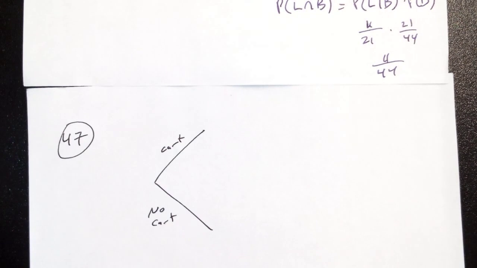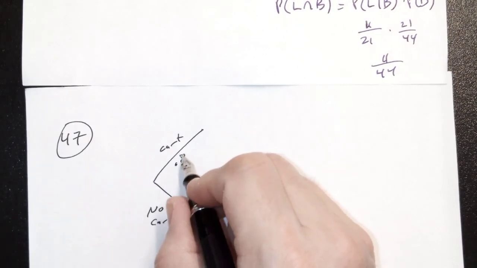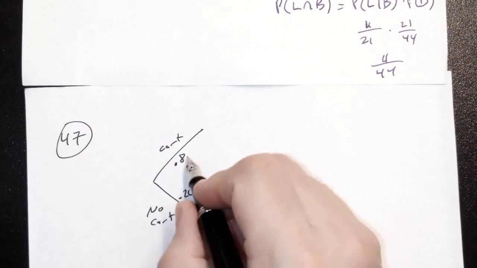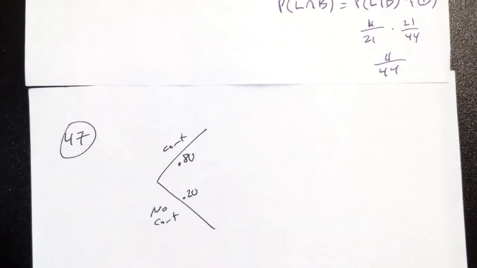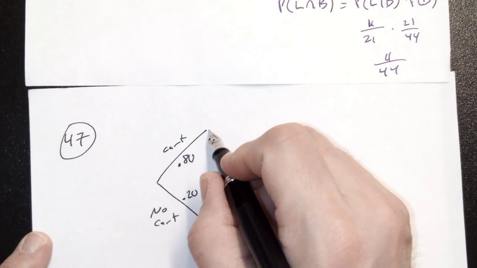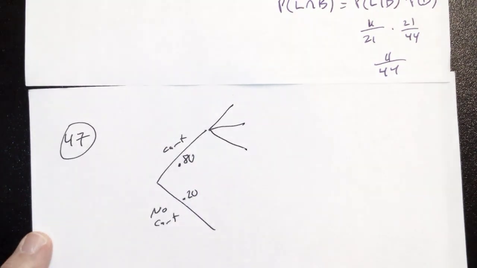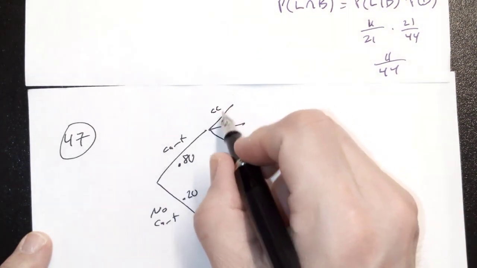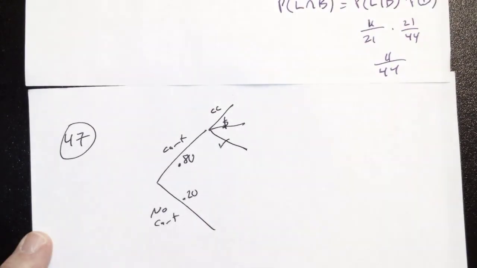They either get a cart or they don't. And we were told the chance of a cart. And the chance of no cart is 20%. Now remember, those have to add up to 1. They were given in percentages. I'm already getting the decimals. I don't have any fractions involved. And then we have 3 payment options. We have credit card, cash, and check.